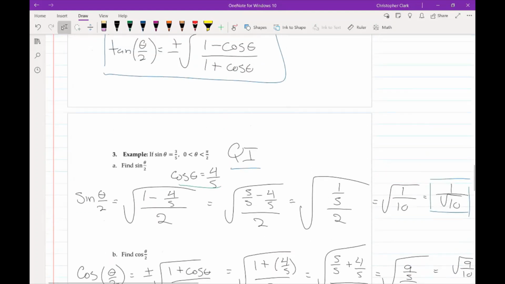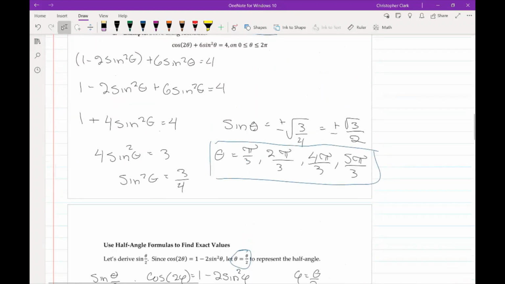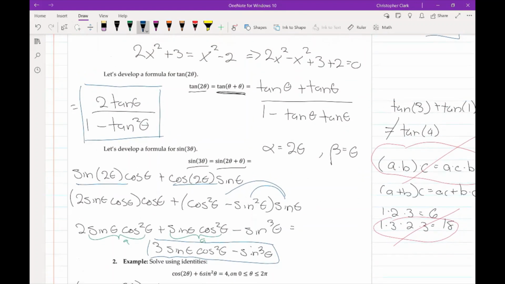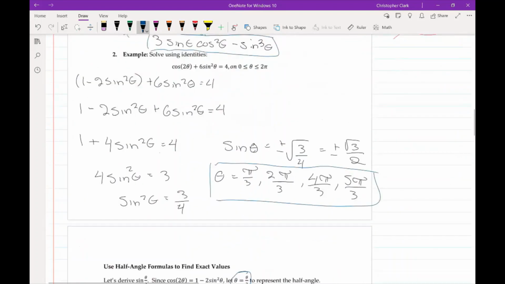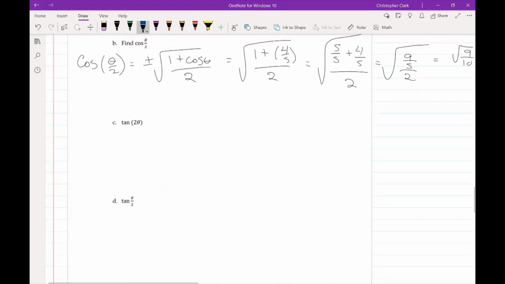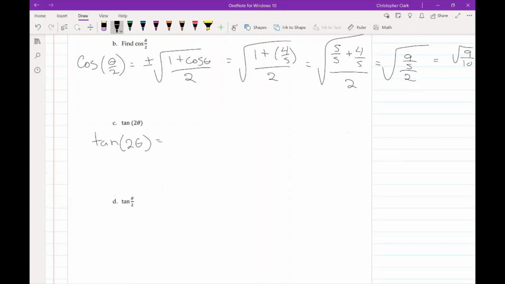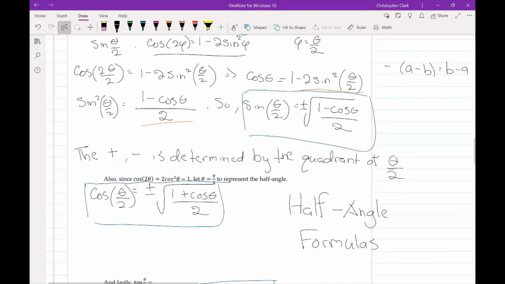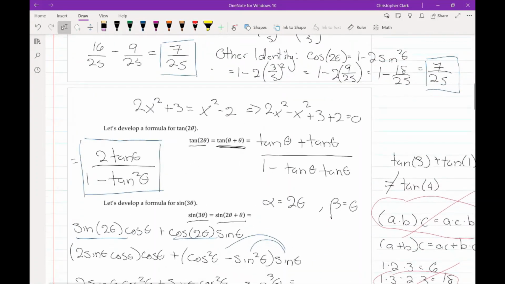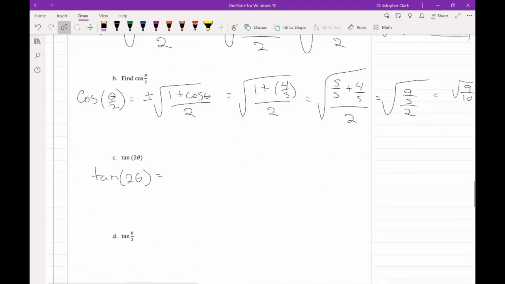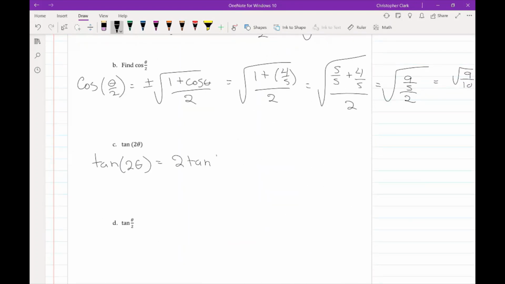So I'm going to go up and find my equation for tangent of 2 theta. Let's see, where was that? So, 2 tangent theta over 1 minus tangent squared theta. So this is tan of 2 theta equals, just want to double check, 2 tangent theta over 1 minus tangent squared theta. Now, in this case, do we know what tangent theta is?